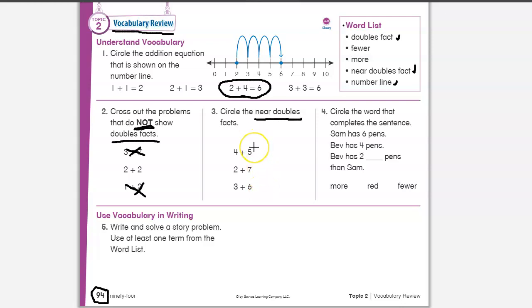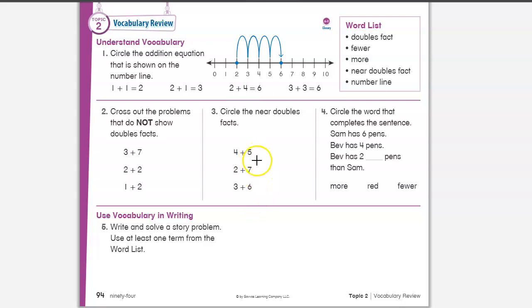Which of these equations would be the near doubles fact, meaning it would be the closest to a doubles fact? We have 4 plus 5, 2 plus 7, and 3 plus 6. The fact for this problem would have to be 4 plus 5.